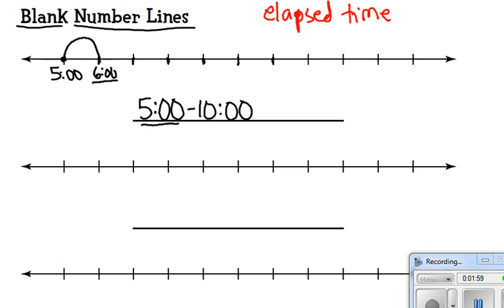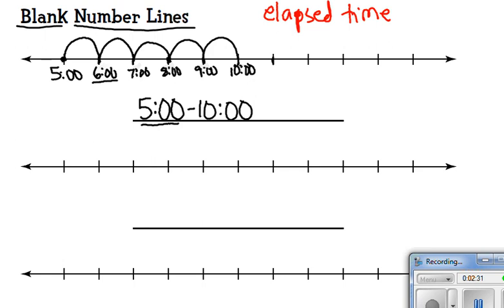Alright, then I'm going to go over another hump. This is going to be 7 o'clock. Let's go over another hump. 8 o'clock. What do you think this next one's going to be? You said 9 o'clock. You're correct. Then we come over to our finishing time, 10 o'clock. I'm going to give you a few seconds to put in those times if you don't have them in already.